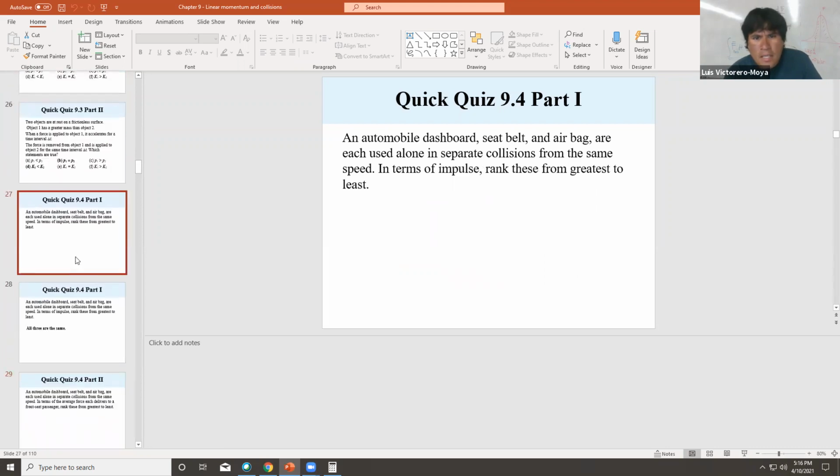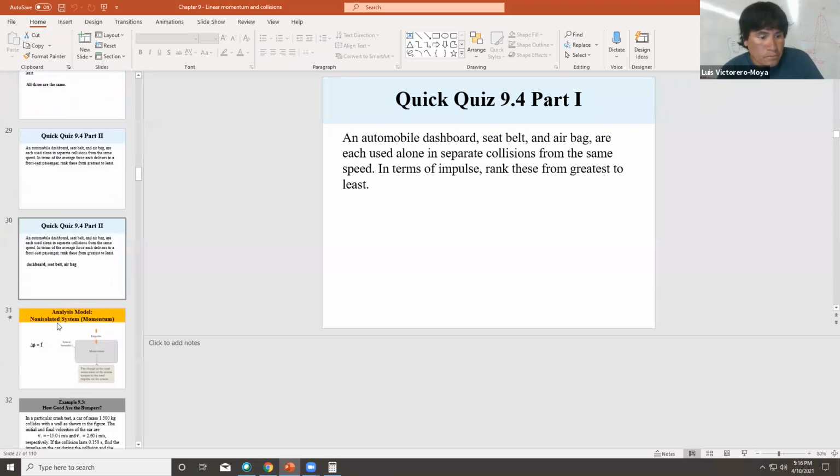Okay, let's see what this is. An automobile dashboard, seat belt, and airbag are each used alone in separate collisions from the same speed. In terms of impulse, which is larger? They will have the same, right? They will have the same because the impulse only depends on the change of momentum. And since the car is just one object, one system, the seat belt, the dashboard, and the airbag all belong to the same system. So the change of momentum will be the same for the three objects, then the impulse will be the same.